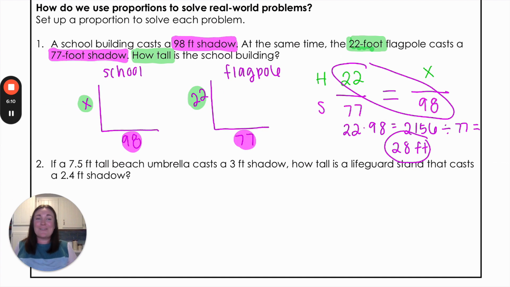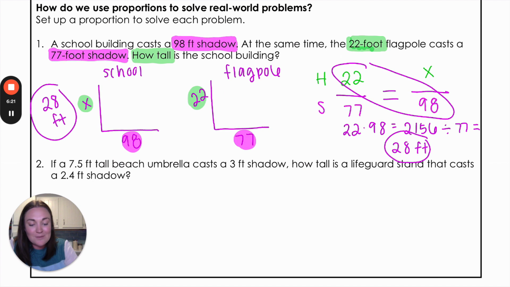All right, how'd we do? When we cross multiply and divide, we should get 28 feet, which means how tall is that school building? It is 28 feet tall. Again, we want to make sure our answer makes sense. We can see with that flagpole, that height was way smaller than our shadow was, right? 28 feet is smaller than that 98-foot shadow, so we know that everything makes sense proportionally.